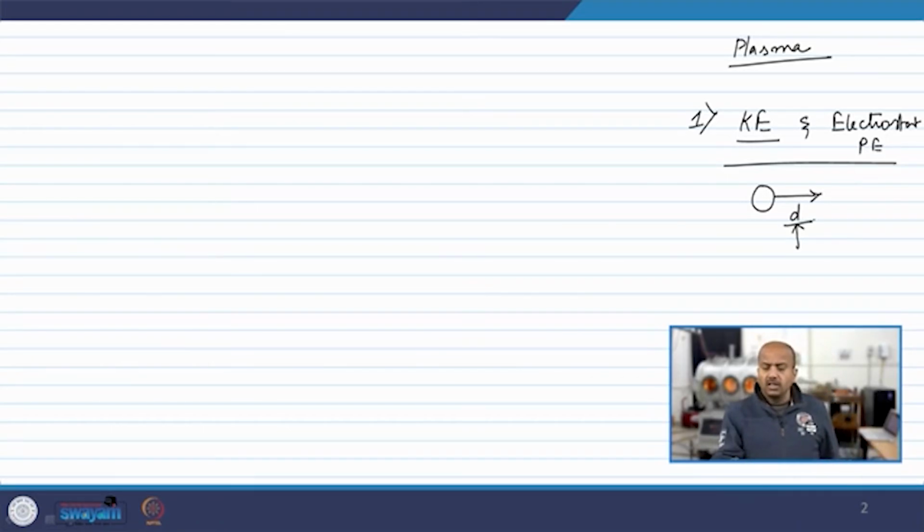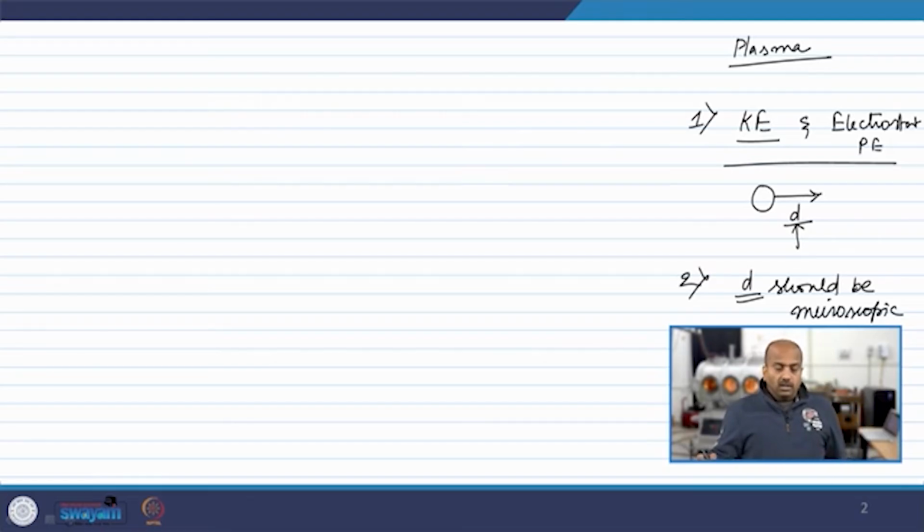And second most important thing is, as a result, plasma cannot maintain deviation from the charge neutrality over macroscopic distances, but it can only allow deviations from the local charge neutrality over very small microscopic distances, right. So, this distance of separation over which the charges are being pulled apart should be microscopic in nature. So, if you extend it beyond a distance, this deviation from charge neutrality may not be valid.